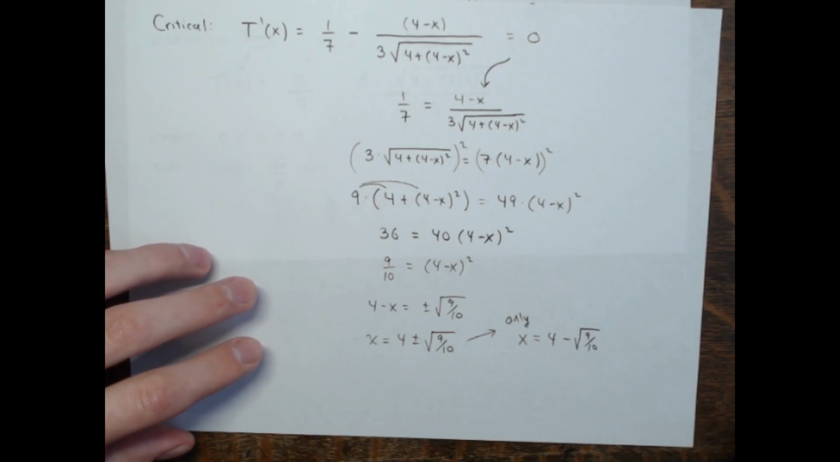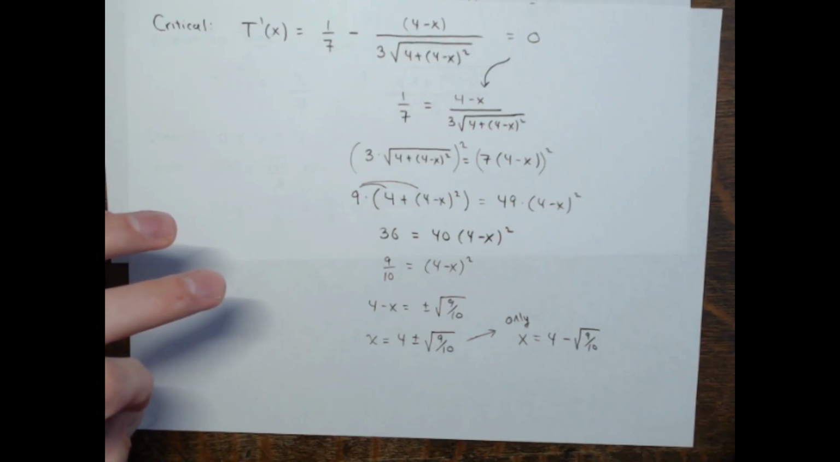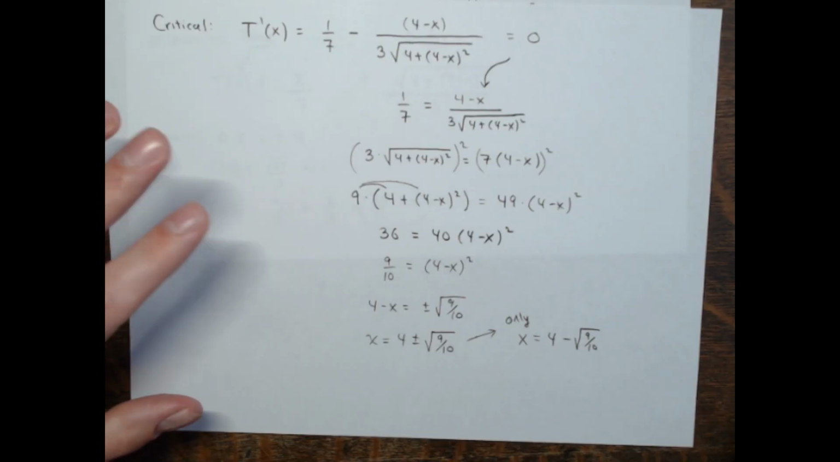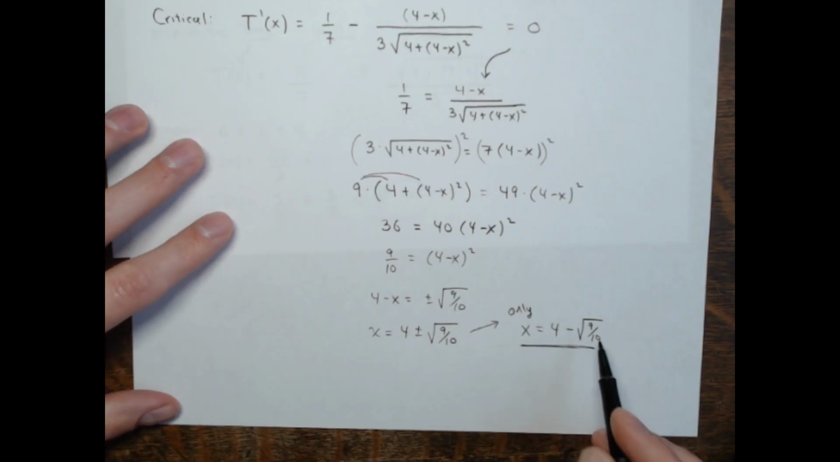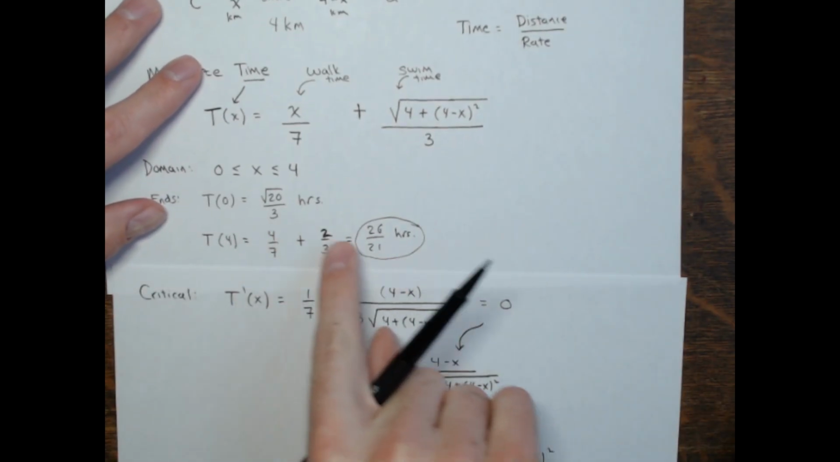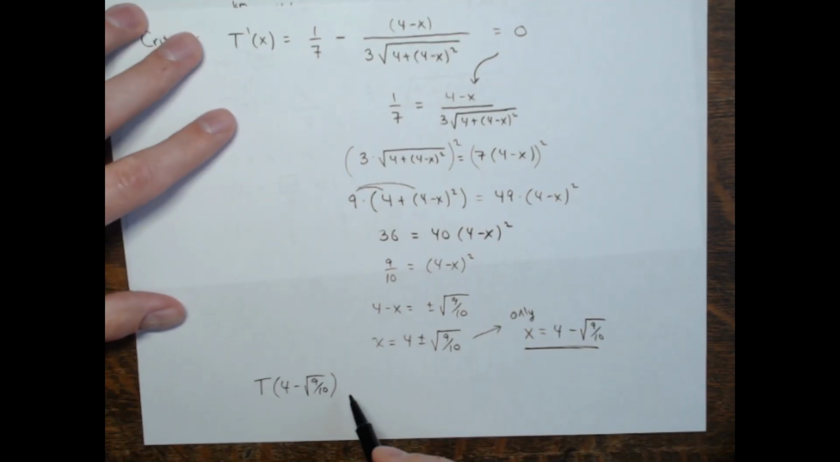They want to say, says she can swim in 8 point blah, blah. Okay, so what is the time? What is the minimum possible time? So now I plug this in. So what is the time at 4 minus the square root of 9 tenths, and see if it's smaller than those values at the ends with the square root of 20 over 3 and the 26/21.